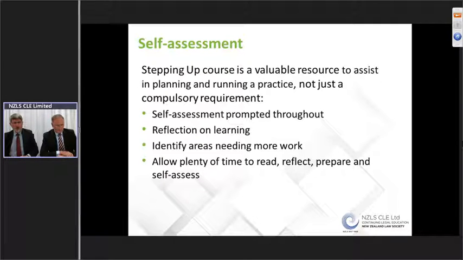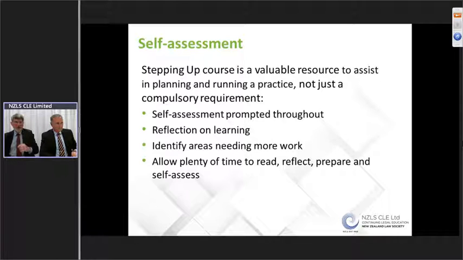Again, I keep coming back to it. Self-assessment. Stepping up is a valuable resource to assist in planning and running a practice, but it's important also that you keep assessing yourself. It's not just passing the workshop and presenting a proper business plan and so on. It's a matter of assessing yourself as you go along and reflecting on the learning that you're doing, identifying areas where you are going to need some more work. If you need some more assistance with accounting, go and get it. If you need some more assistance with dealing with the rules of client care and conduct, then work on those areas so that you understand the balance between being a business person and a lawyer.